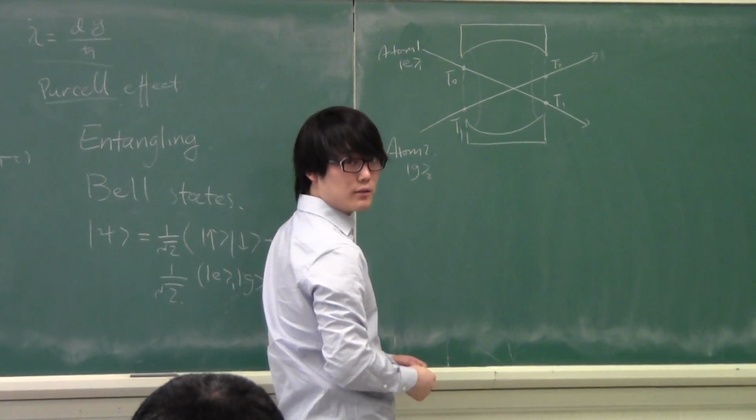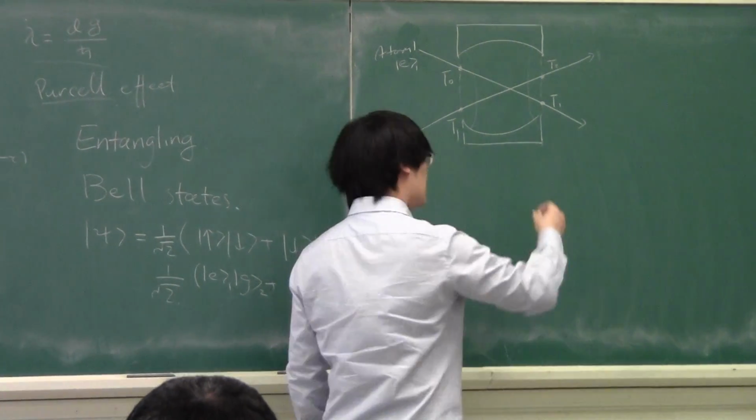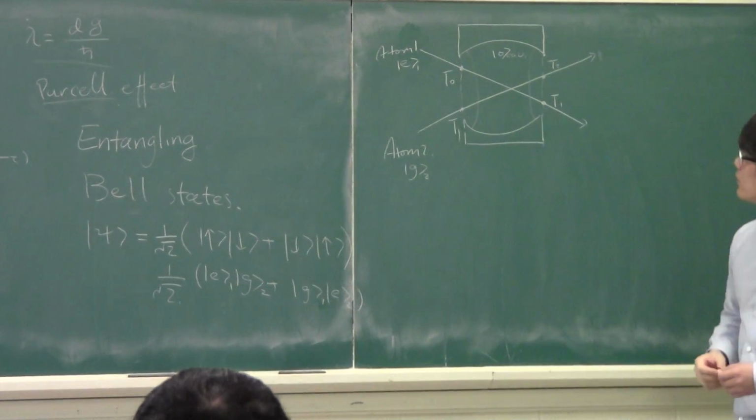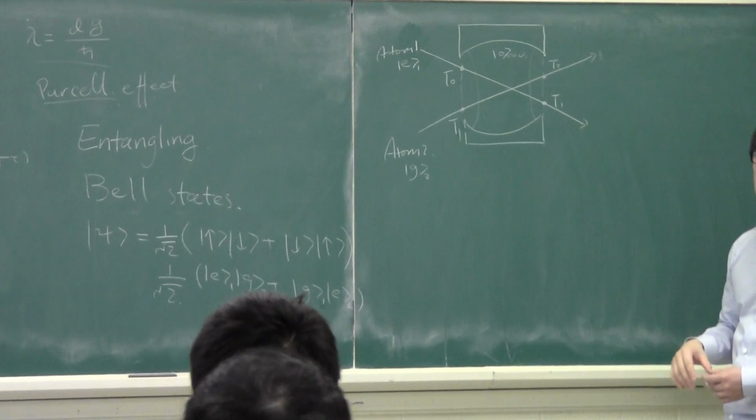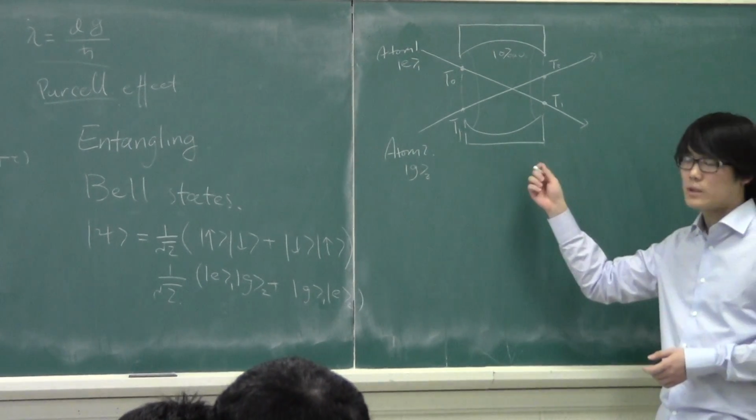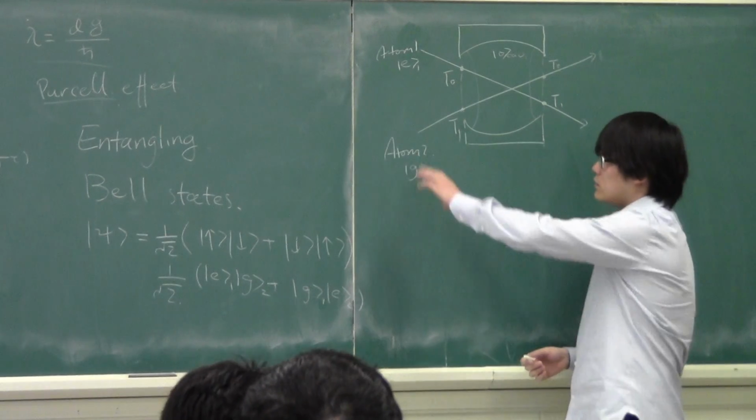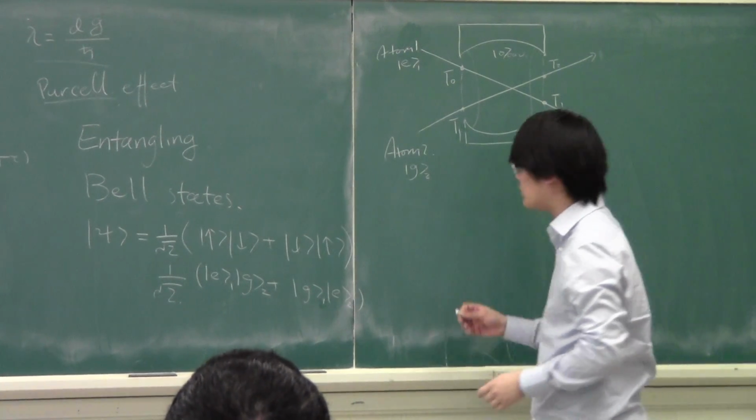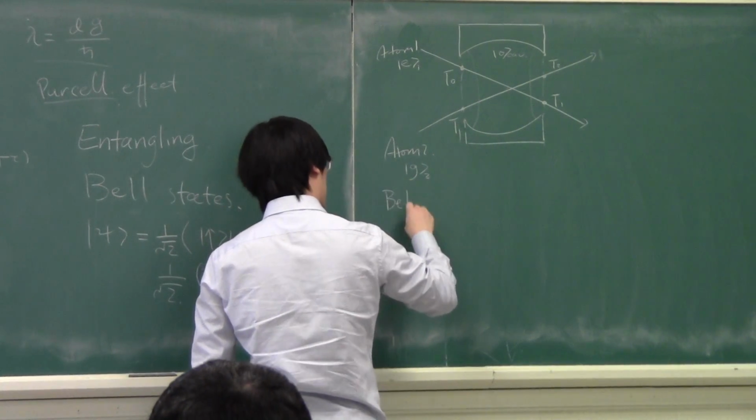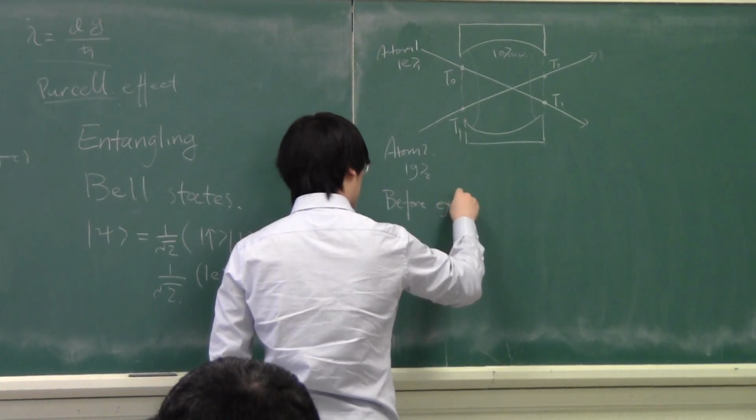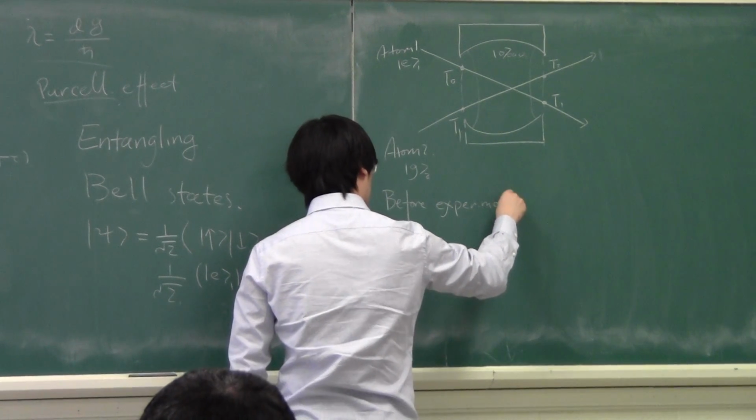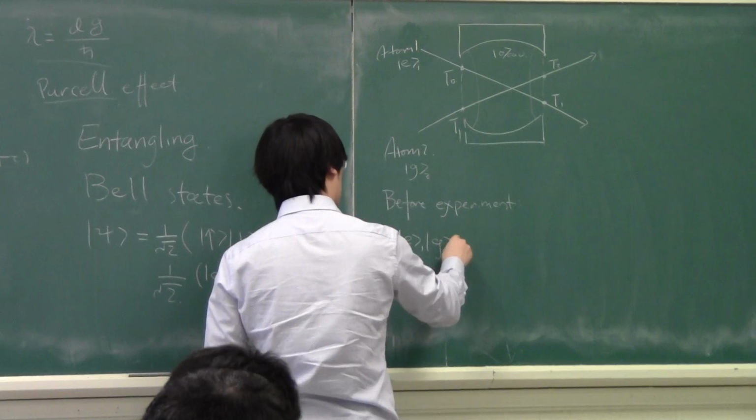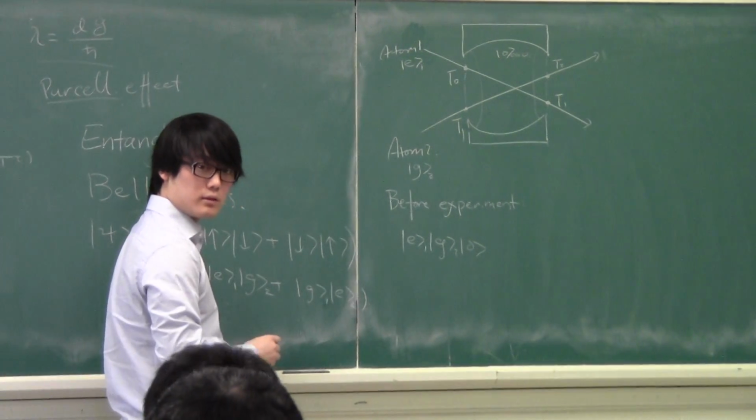And the field inside of the cavity is kept as the vacuum. So the cavity is in the vacuum state. If I were to write down the total state before the experiment, before entanglement, the field was kept at the vacuum state, and then we prepared these two atoms. So we have excited state, ground state, and vacuum.